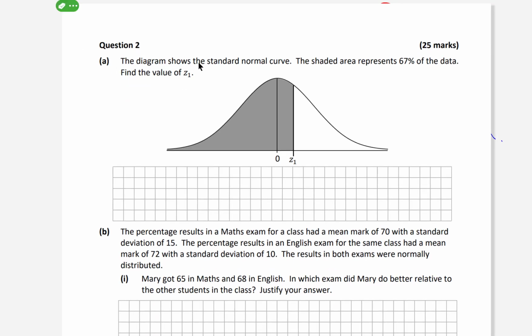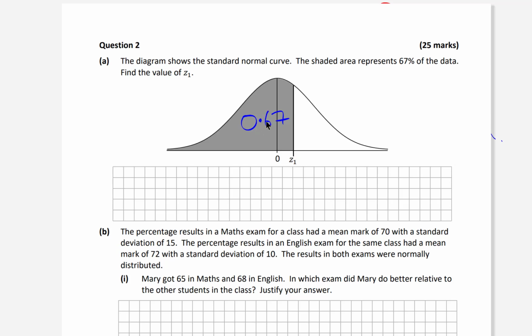The diagram shows a standard normal curve. The shaded area represents 67% of the data. Find the value of Z1. Alright, so we know that this shaded region right here contains 67% of the data. So in other words, the area of that region would be 0.67. And we're trying to find the Z value that gives you an area of 0.67.